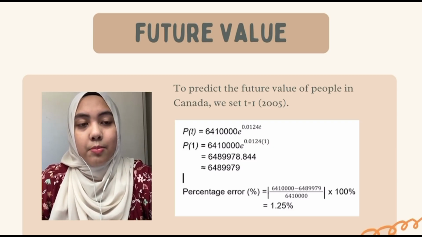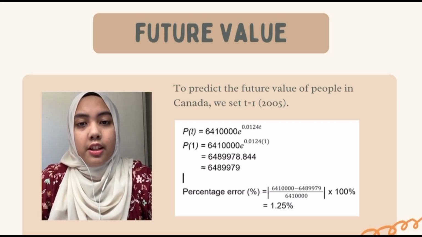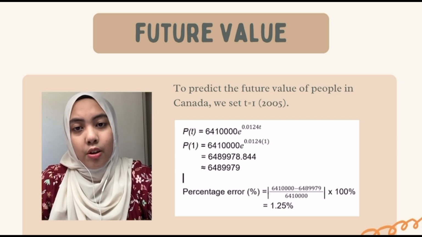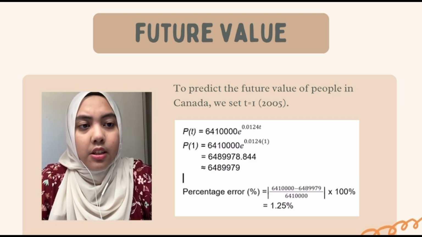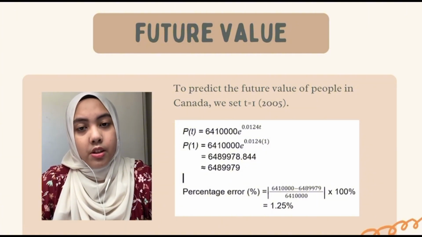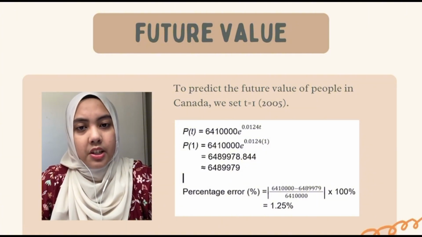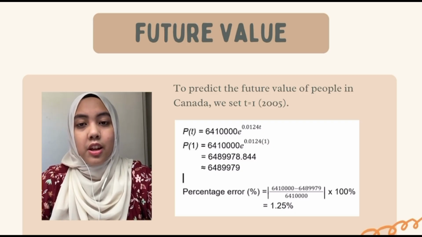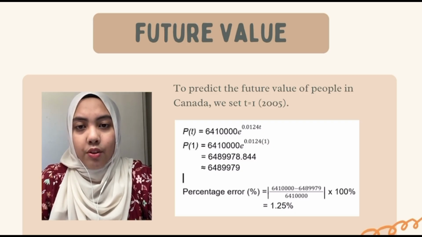So the 6,410,000, which is the value that we got from the graph, minus the theoretical value, which is 6,489,979, and we divide by the actual value that we got from the graph, and then we multiply by 100%, and the answer for the percentage error that we got is 1.25%.